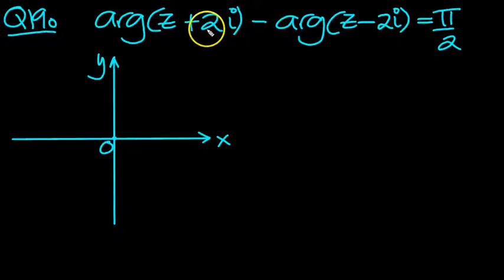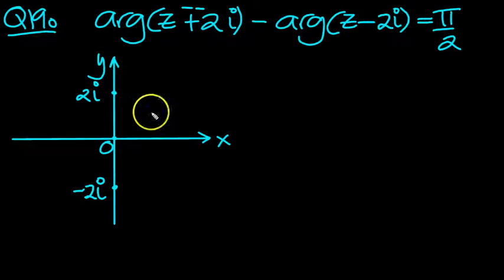arg of z plus 2i minus the arg of z minus 2i equals pi over 2. So if you think about these as coordinates, the plus is just a double negative, isn't it? So it's z minus minus 2i. So let's mark off that point minus 2i then. And let's mark off this point as 2i.